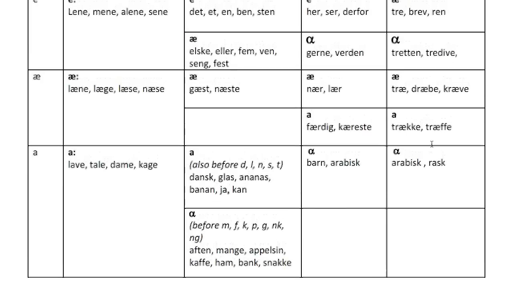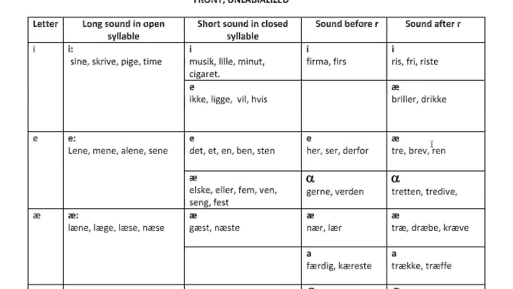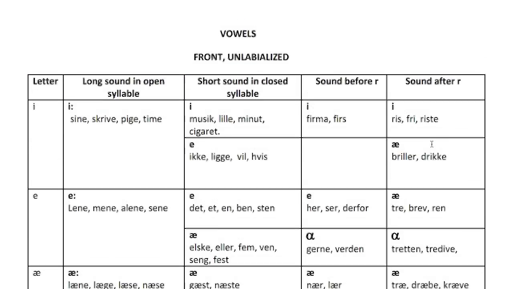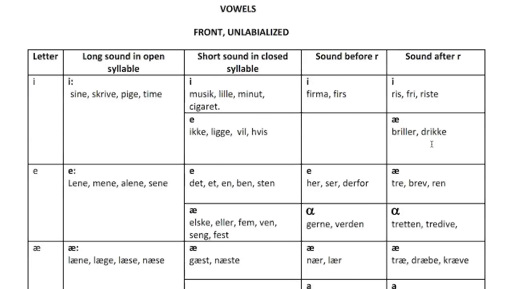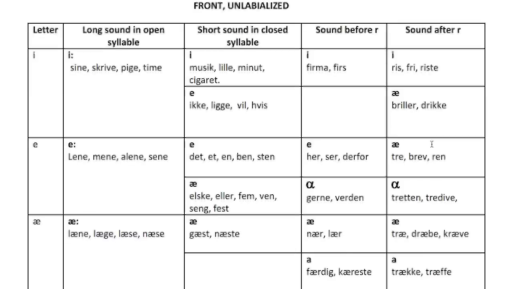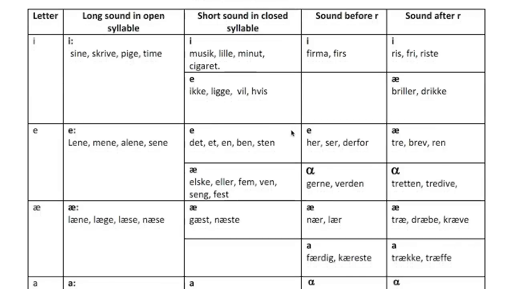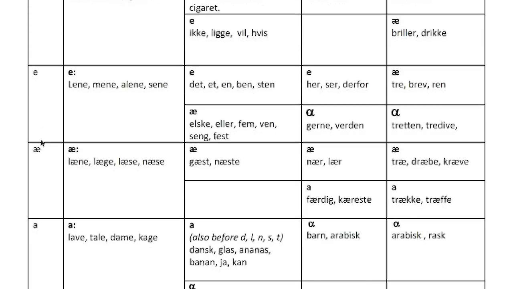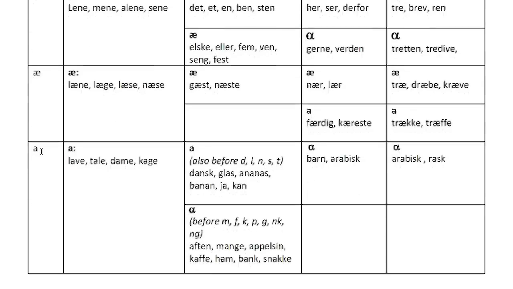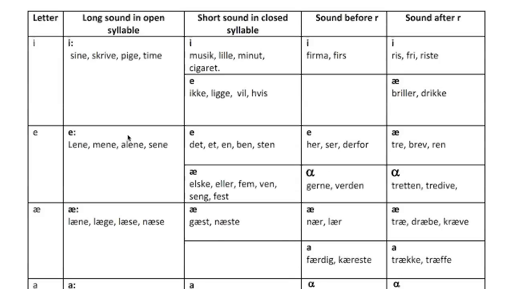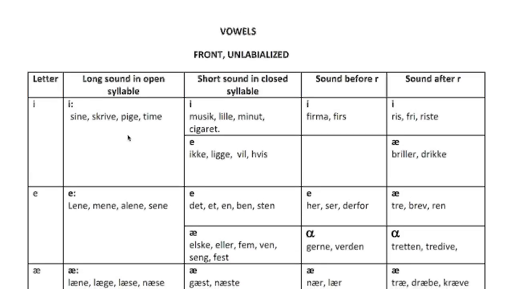So, in this table I give you an overview of the front unlabialized vowels in the Danish language, and let's just refresh them. So the first one was I, the very, very closed one, and you should stretch your lips to your ears. So I, E, E, A. Hope it makes sense. So see you in the next tutorial.